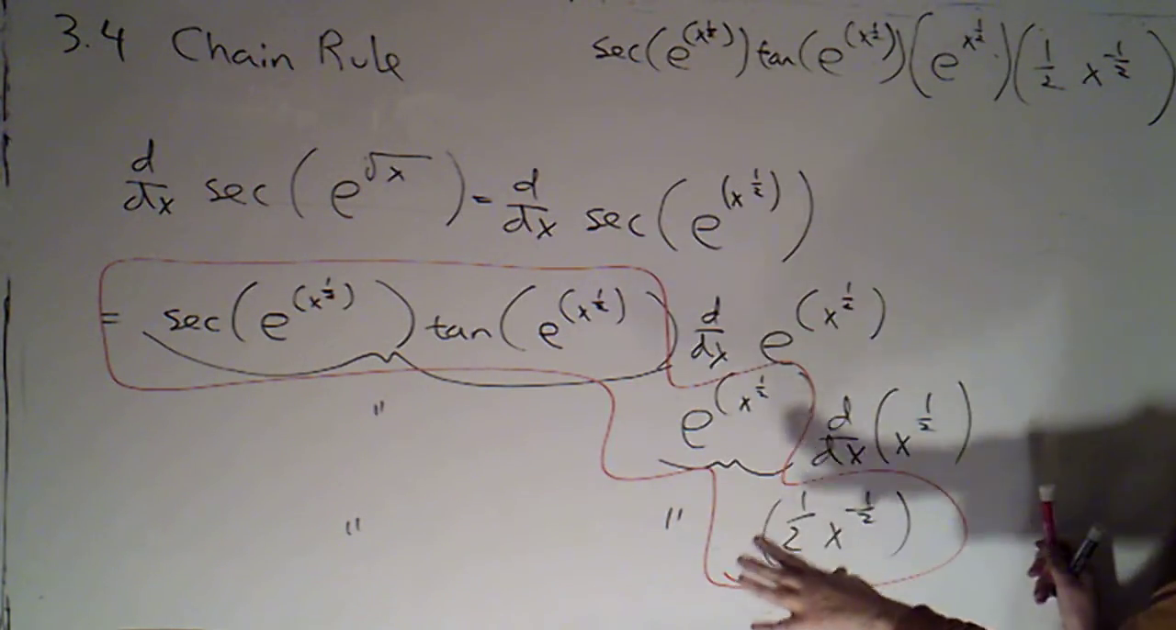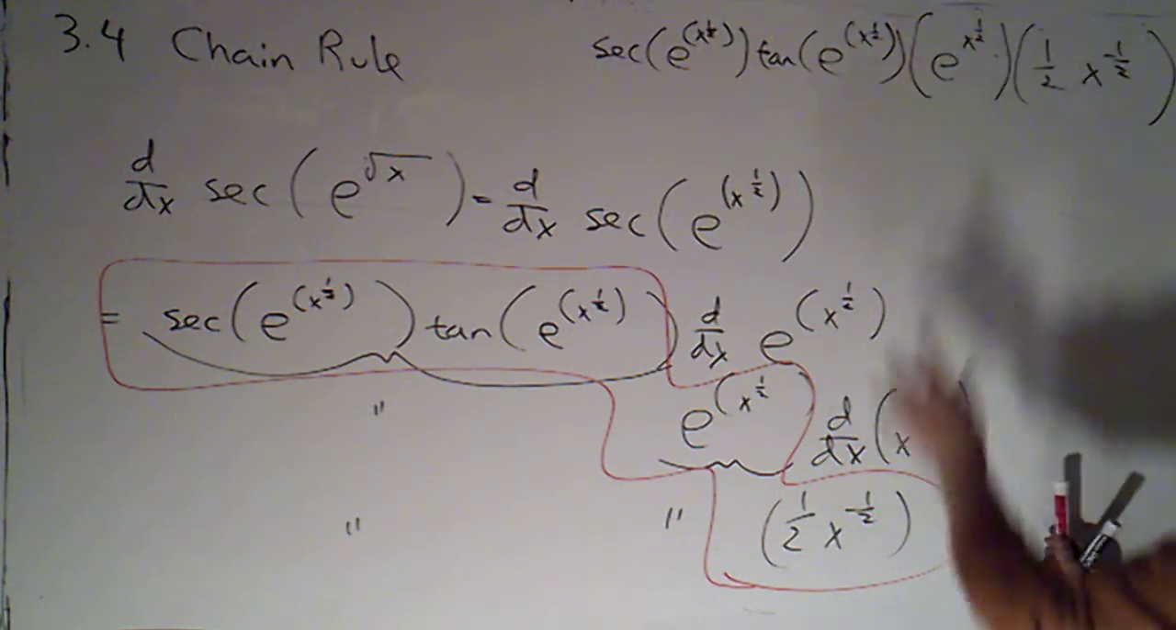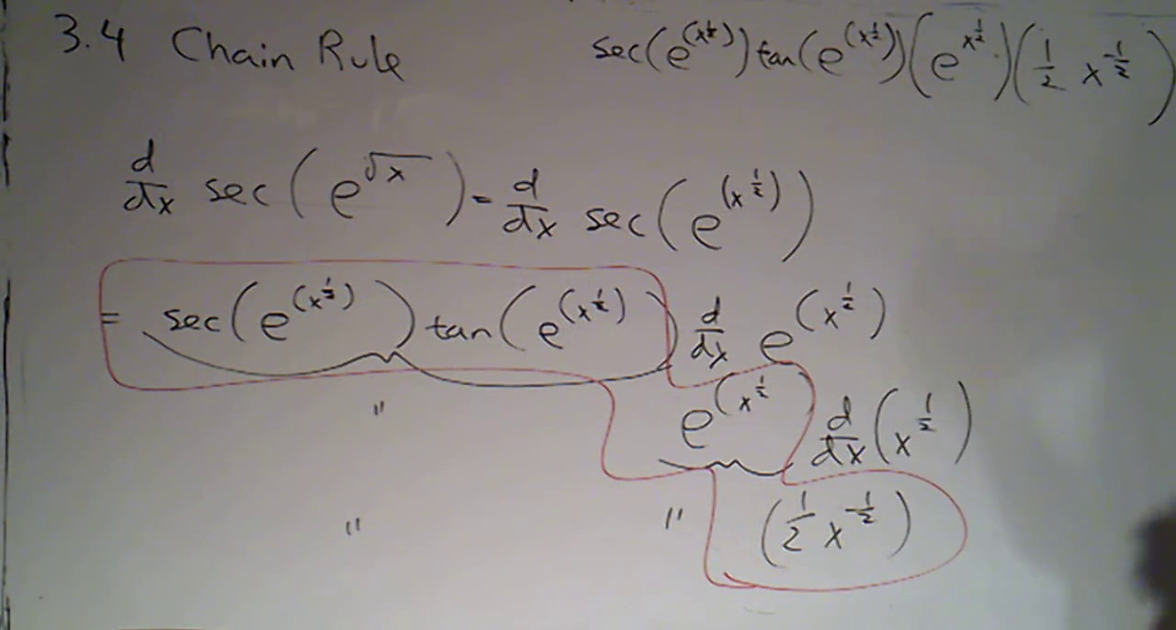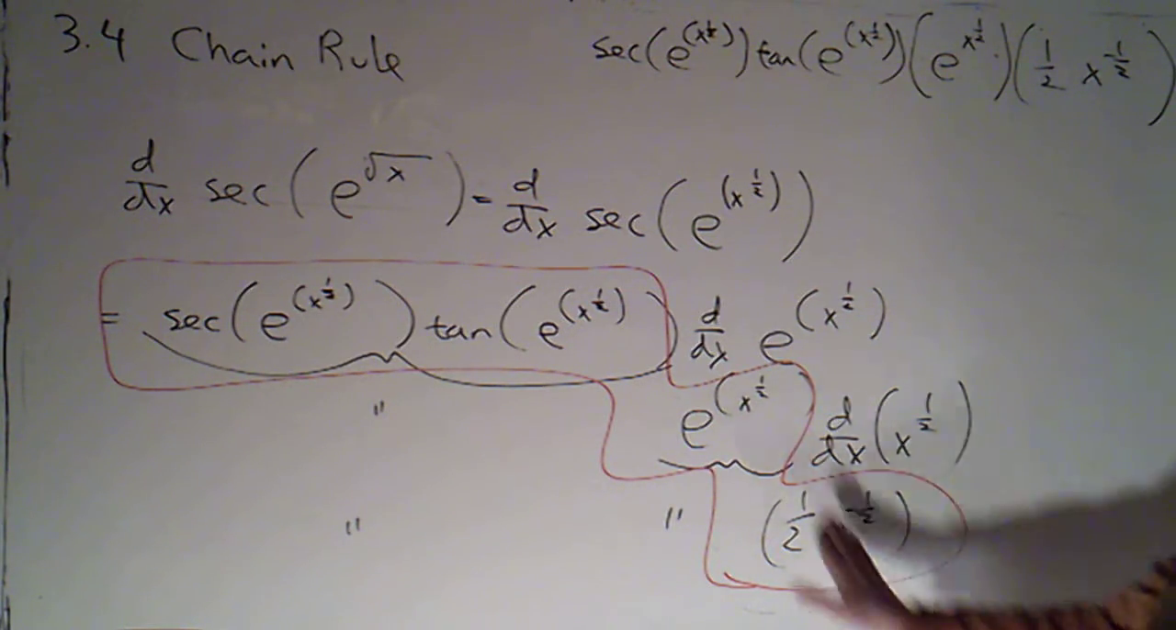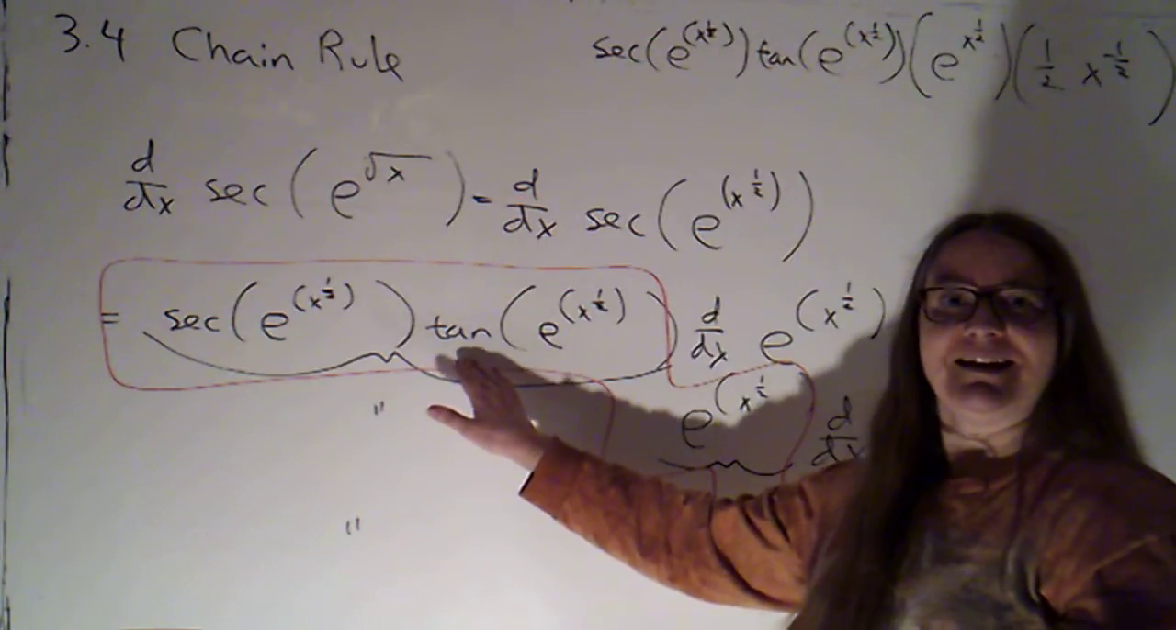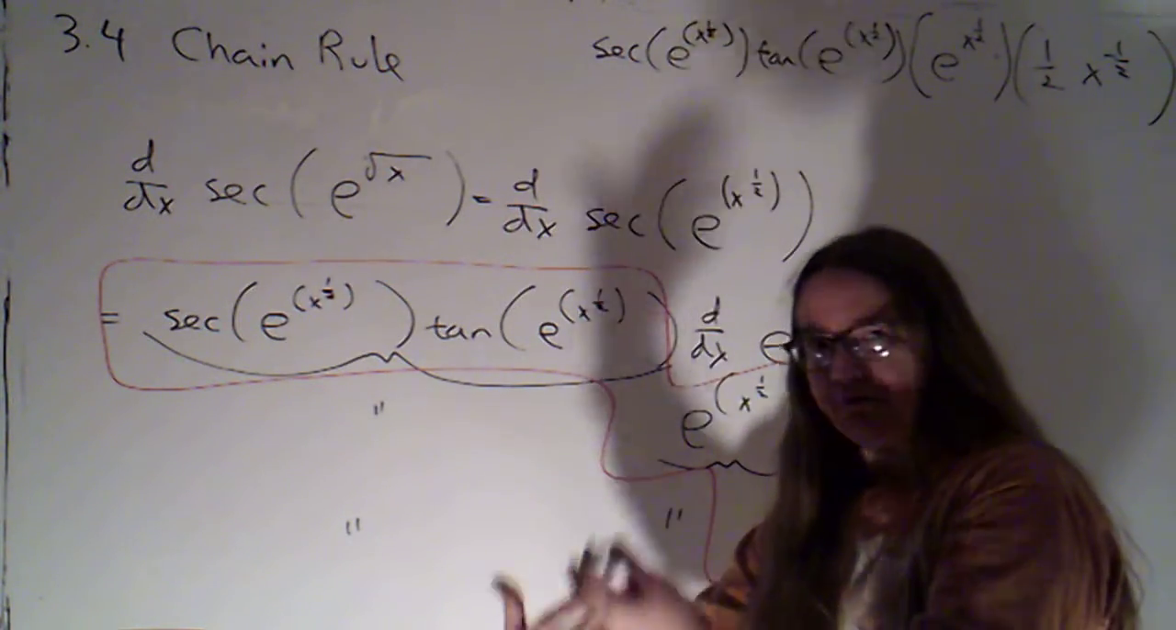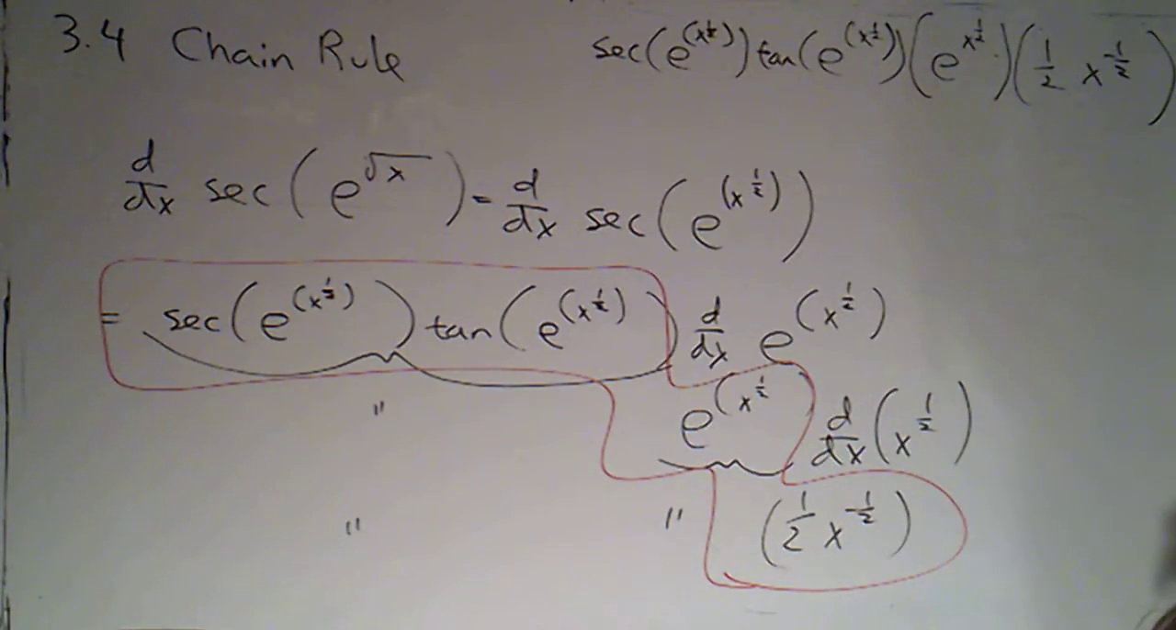Now, I would want you to turn in your final answer neatly written out, not sort of circled like this. But it's kind of neat to see what's happening. We end up with the product of 1, 2, 3 pieces. That's the three derivatives of the three functions that were involved in this composition.